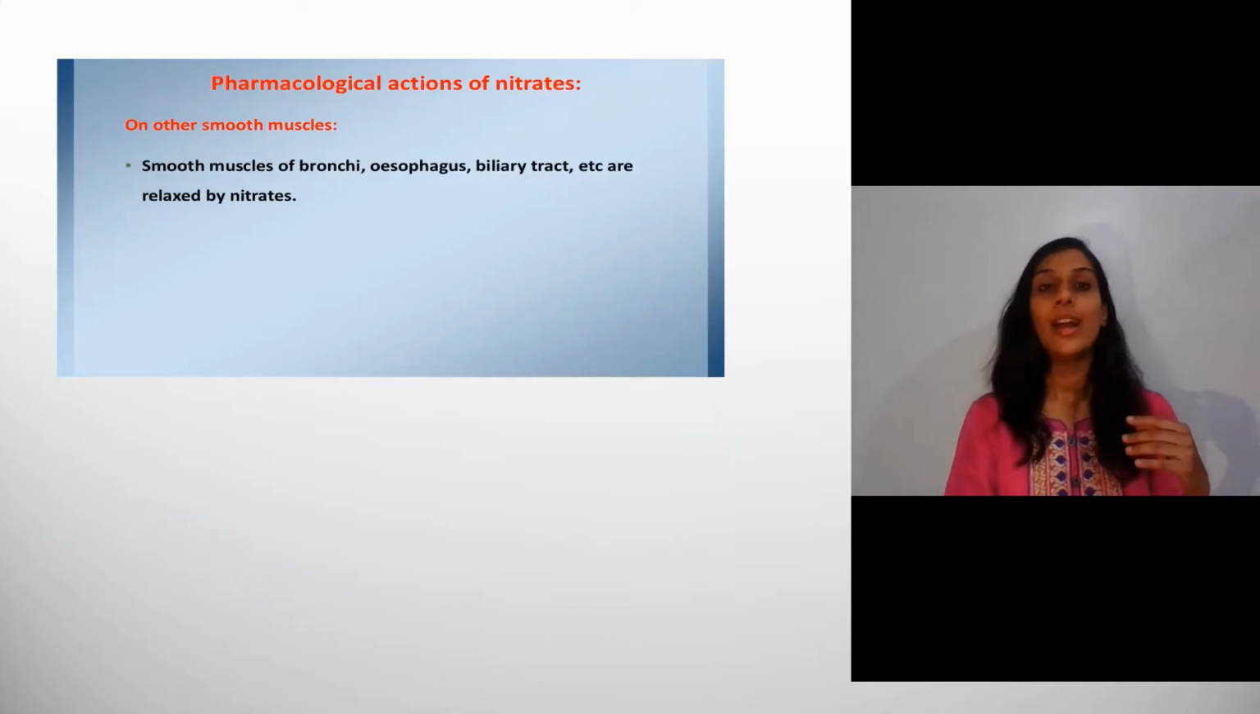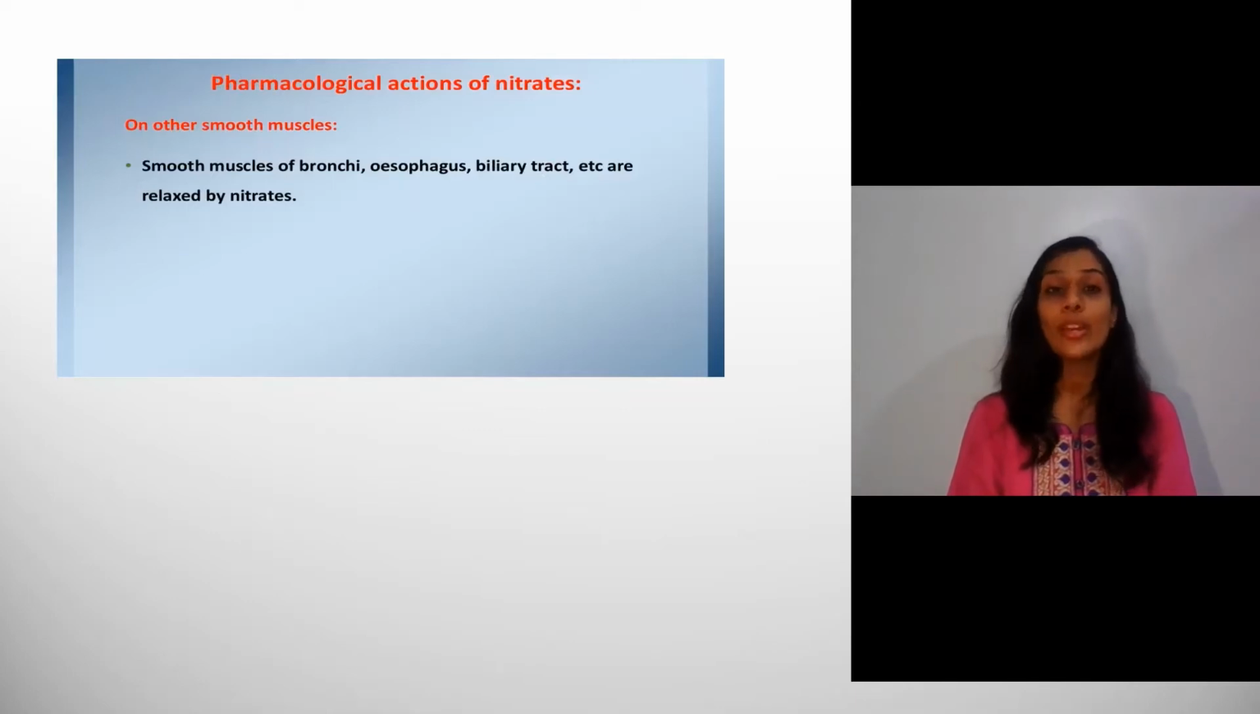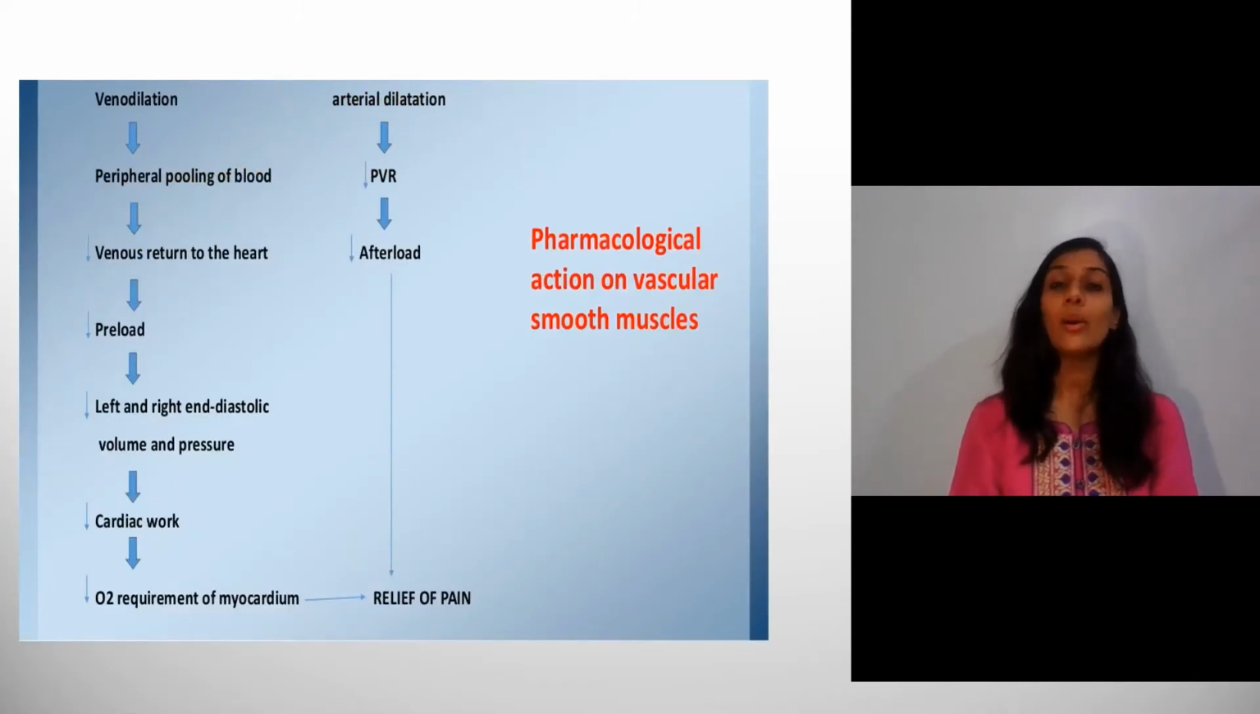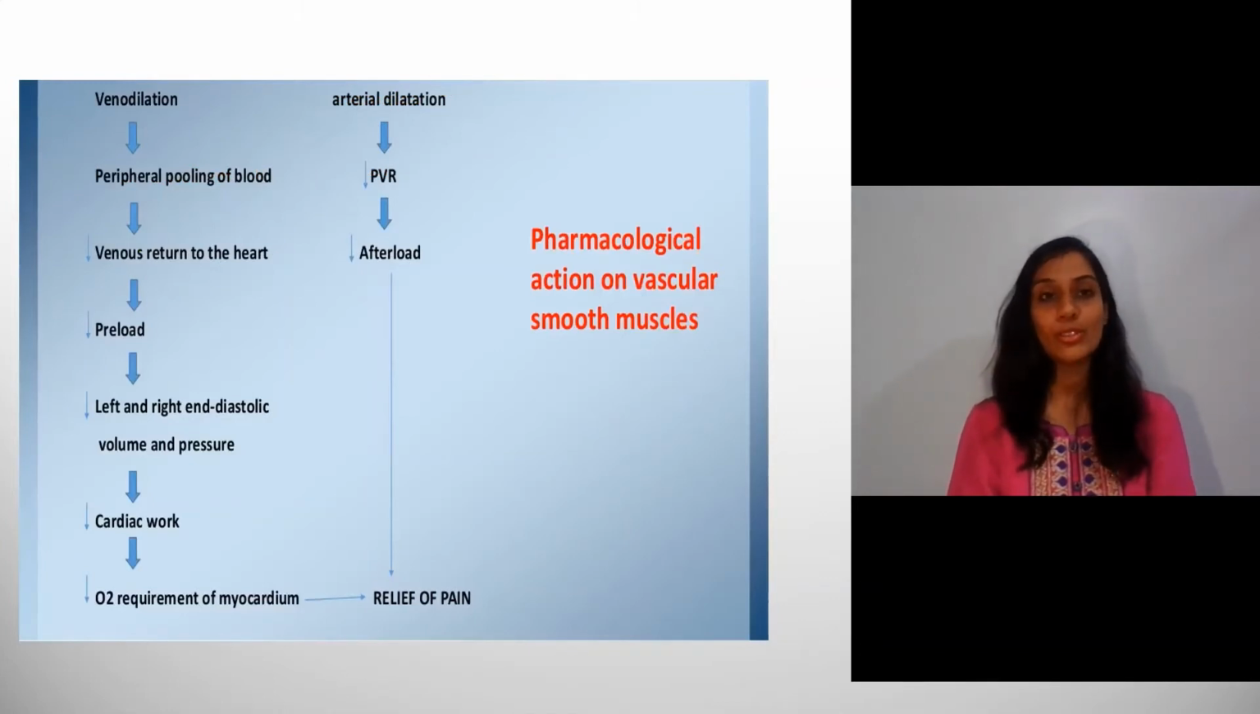Right? And the pharmacological actions of nitrates on other smooth muscles, such as bronchi, esophagus, and biliary tract, they are also relaxed by nitrates. Then pharmacological actions on vascular smooth muscles: venodilatation and arterial dilatation. These two types of dilatation it causes.